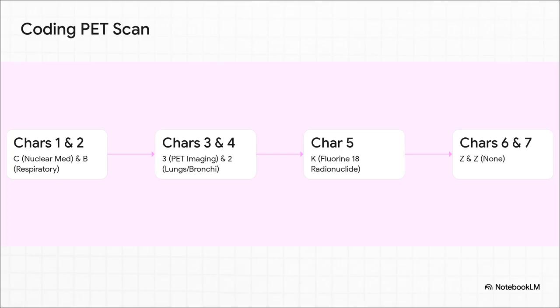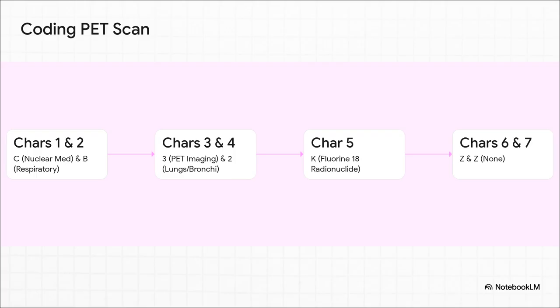Let's reverse engineer this with a clinical vignette straight from our textbook sources. Imagine an 83-year-old male with dyspnea, which is shortness of breath, and he gets a PET scan of the lungs and bronchi using fluorine-18. Well, this maps perfectly to code CB32KZZ. Let's break it down. C for nuclear medicine, B for the respiratory system, 3 for the root type, which is our PET imaging, 2 for the specific body part, which is lungs and bronchi, K representing the radionuclide fluorine-18, followed by 2 Zs for no qualifiers.